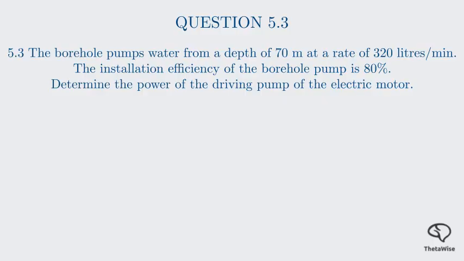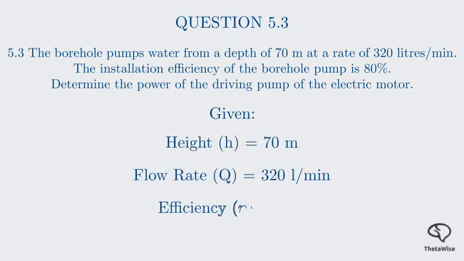We need to find the input power of the motor, given the output power of the pump and the system's efficiency. Let's start with our given values. The height or depth, H, is 70 meters. The volumetric flow rate, Q, is 320 liters per minute. The efficiency, eta, is 80%. We'll use a formula to calculate the power output of the pump, P out. This power is the rate at which the pump does work on the water.